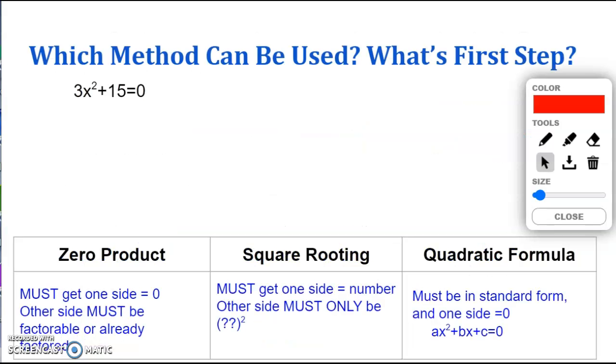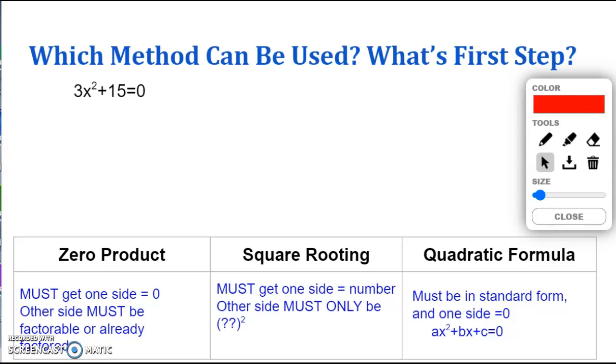Okay, so let's think about this equation. Which method can be used, and what's the first step? Well, we have 3x squared plus 15 is equal to 0. Okay, so we can convert this very easily to something squared is equal to some number, because we are missing the x term, right? So we just have x squared here, so that means we're going to use the square rooting method. That's going to be far easier than the quadratic formula.